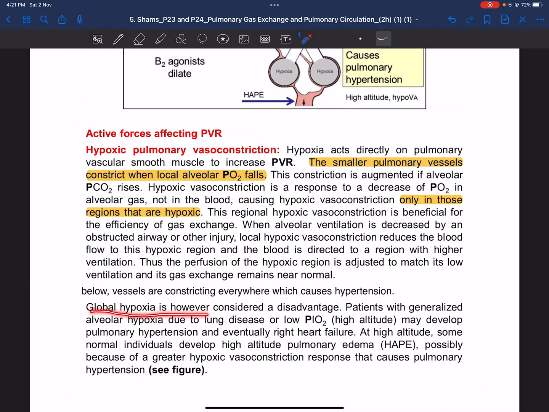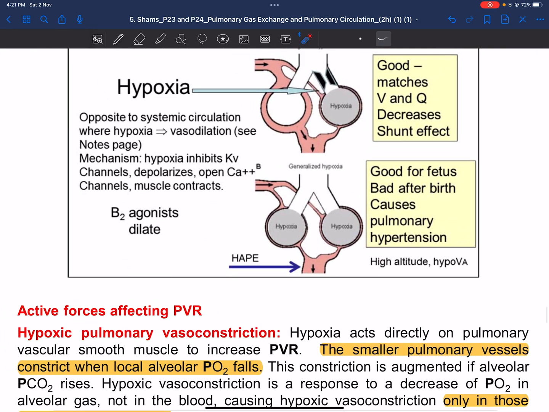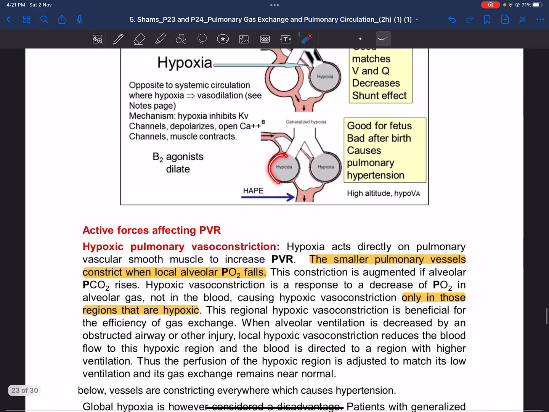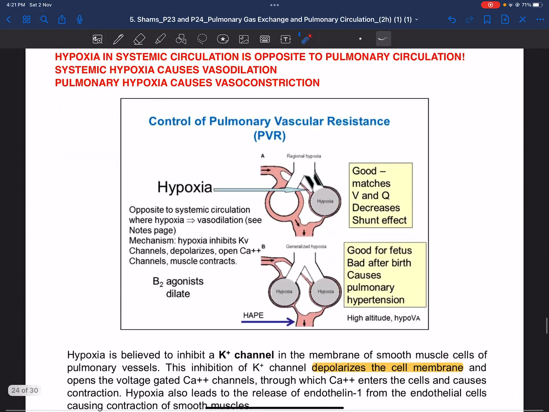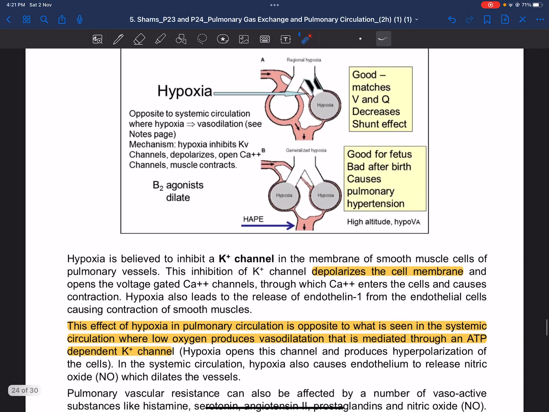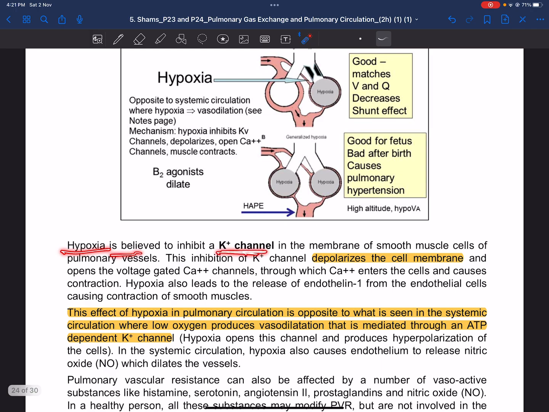You can see over here, global hypoxia may develop pulmonary hypertension and eventually right heart failure. Additionally, since all these vessels are getting constricted, in the capillary you have a buildup of pressure and a buildup of blood. And this causes edema because blood is leaking out of this capillary due to all the vessels constricting. Here, it's basically explaining how this works. Hypoxia, lack of oxygen, inhibits a K channel, depolarizes the membrane, and therefore constricts the vessel.